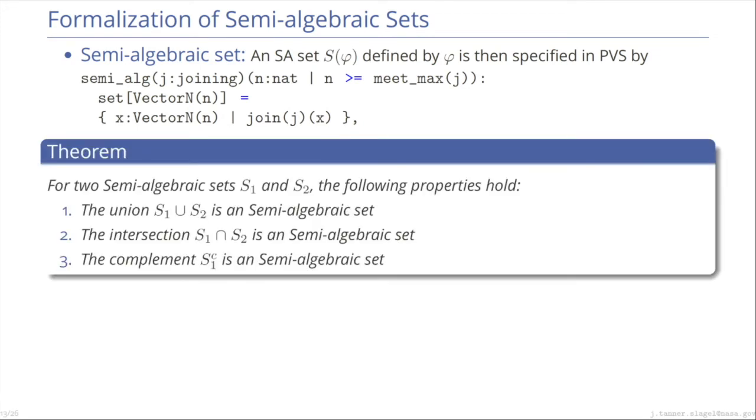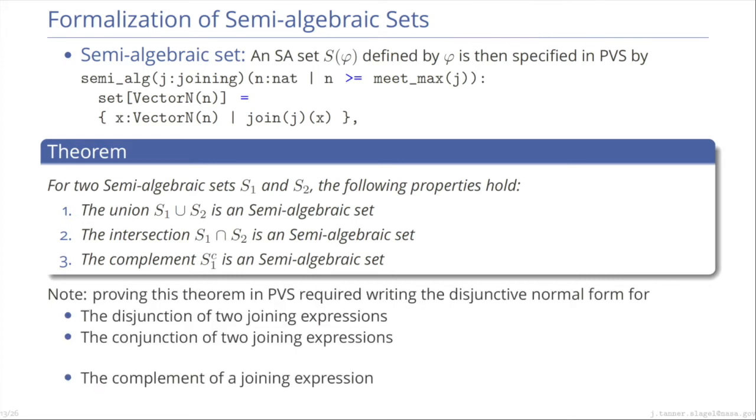So once we put semi-algebraic sets in PVS, there were a lot of properties we could prove. The union of two semi-algebraic sets is a semi-algebraic set, the intersection is a semi-algebraic set, and the complement is a semi-algebraic set. These are quite straightforward, even to prove, I think, on pencil and paper. But because we define semi-algebraic sets using the disjunctive normal form of the joining expression, there's a little bit of subtlety I'd like to talk about.